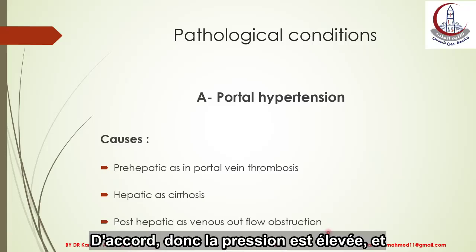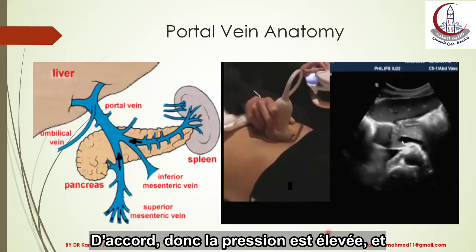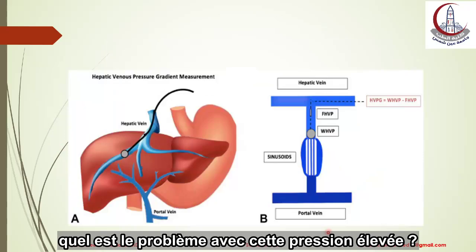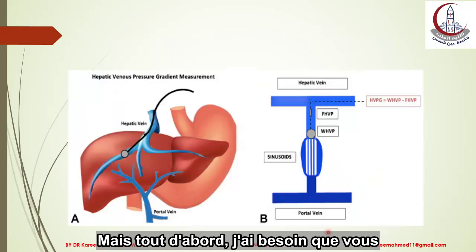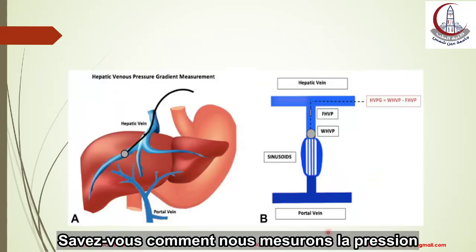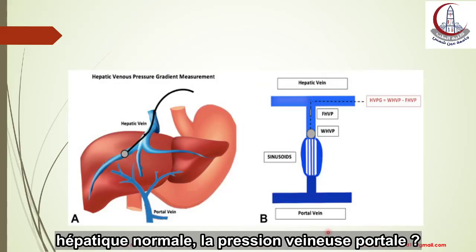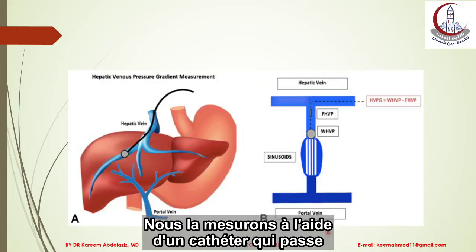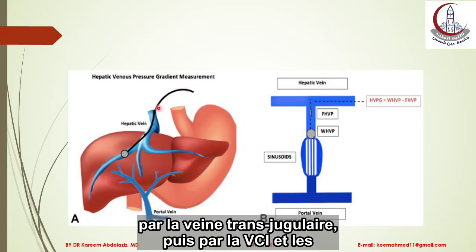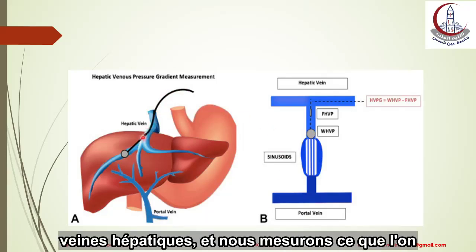Okay, so the pressure is elevated. And what is the problem with the elevated pressure? But first, I just need you to know this clinically. Do you know how we measure the portal venous pressure? We measure it using a catheter introduced through the transjugular vein, and it enters through the IVC and then the hepatic veins.